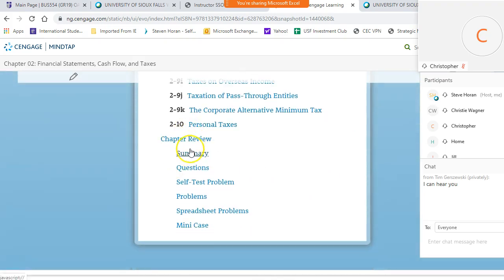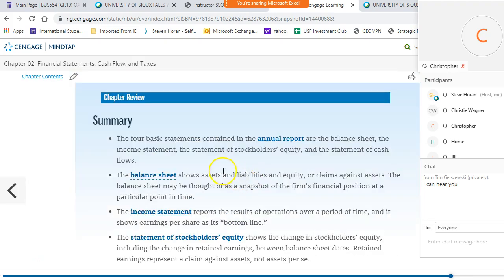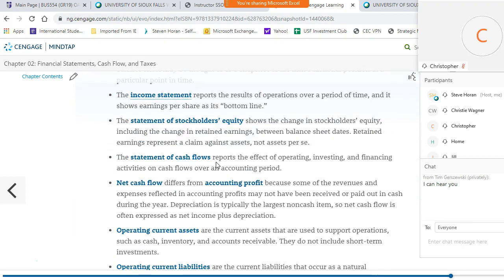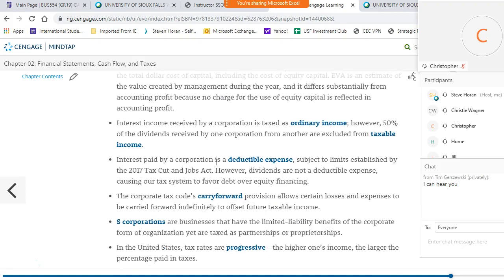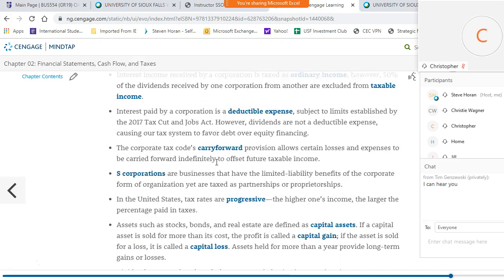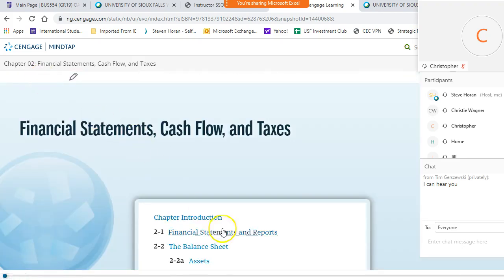Like at the back of every chapter is a really nice summary. It summarizes what the key concepts were for the chapter, so it's always good to look at those. I think that'll help you summarize the bigger topics.